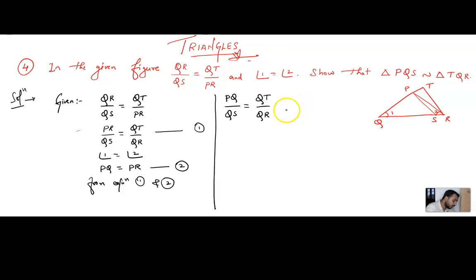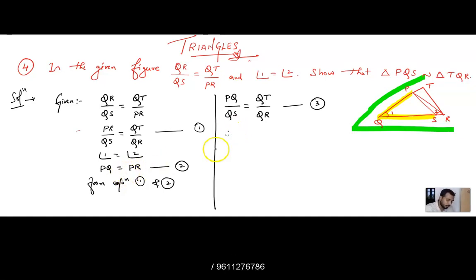Children, let me call this equation number 3. See the figure, PQ by QS is equal to QT by QR. Can you see the figure? PQ by QS is equal to QT by QR. Done. Now, shall we take both the triangles?